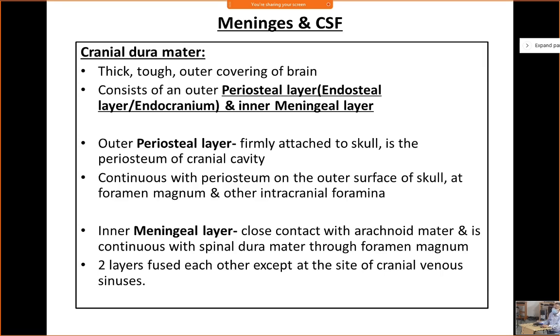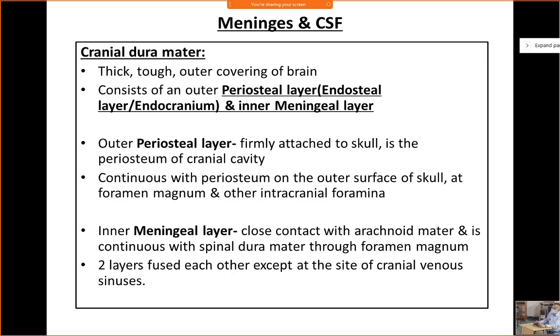This periosteum and endosteum are continuous at the foramen magnum. Once the endosteum covers the cranial cavity, what will happen? At the base of the skull we have foramina, and at this level it will ultimately be continuous with the periosteum or outer covering of the skull bone, and at other cranial foramina. At the base of the skull there are so many foramina: the larger foramen magnum, then foramen ovale, foramen spinosum, then jugular, so many openings.